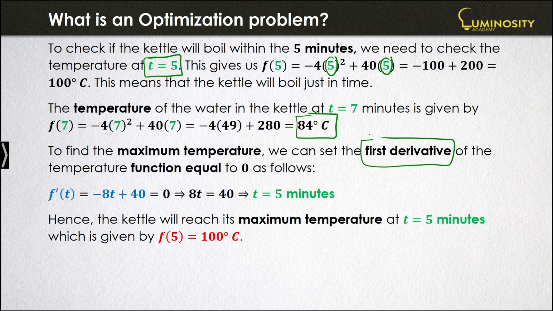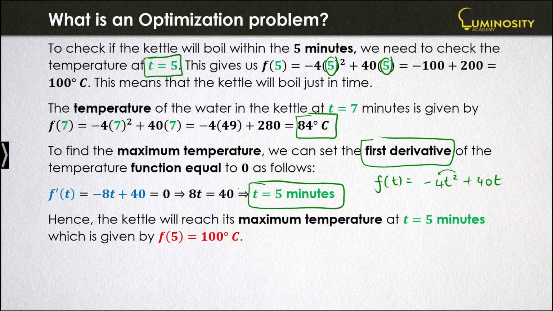So the first derivative: remember the function f(t) was given as -4t² + 40t. Here t is the independent variable, time, so we differentiate with respect to t. So f'(t), using the power rule, bring down the 2, so it's -8t, since 2 minus 1 is 1 in the exponent. And the derivative of 40t is just 40. If we set that equal to 0, we get t = 5 minutes.